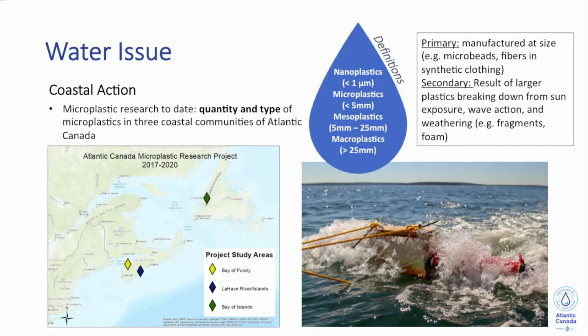Mesoplastics are 5 to 25 millimeters, and macroplastics are greater than 25 millimeters. So often those are named items or things we can actually point towards and identify. Often they are lobster bands or lobster tags that we can see right away.